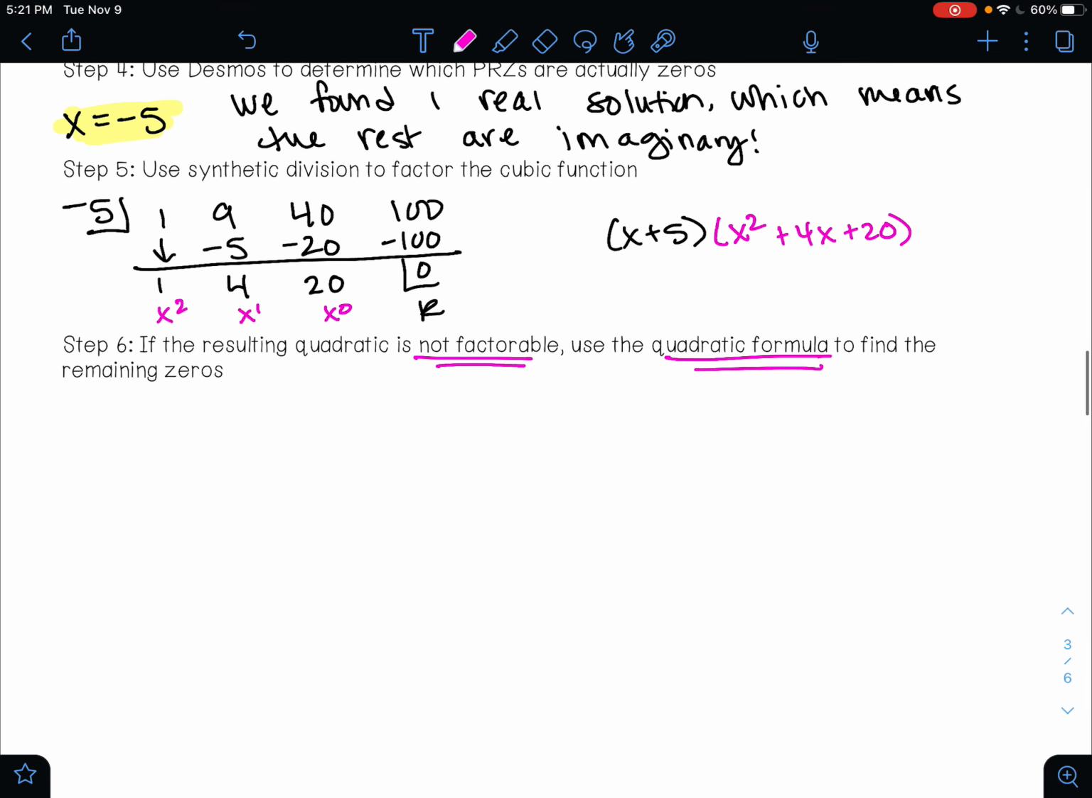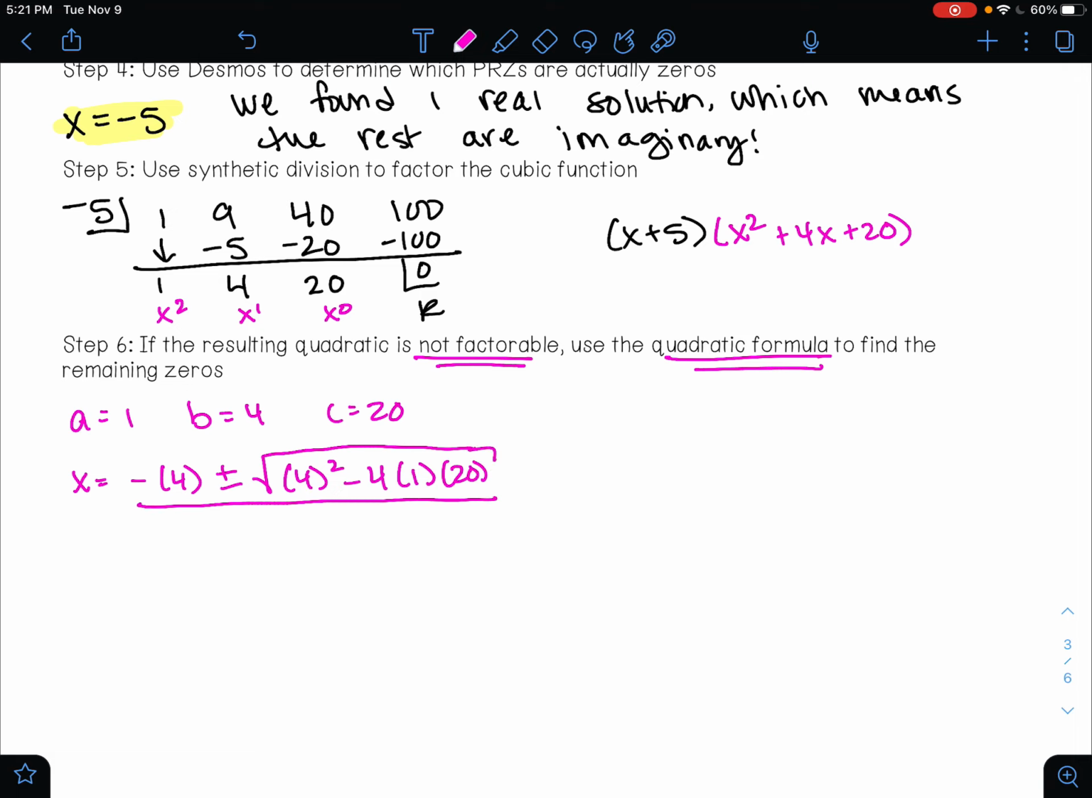So A will be 1, B will be 4, and C will be 20. So I'll have x equals -b plus or minus the square root of b squared minus 4ac all over 2 times a. So I'm going to have x equals negative 4 plus or minus the square root of. And from here, you want to calculate your discriminant. When I do that, I get negative 64 all over 2.